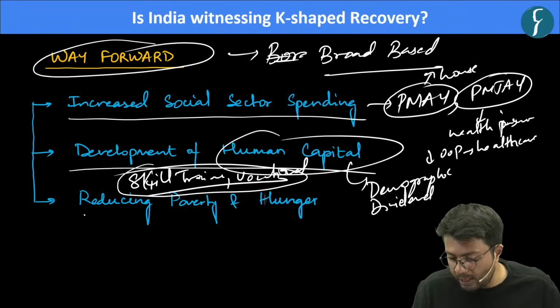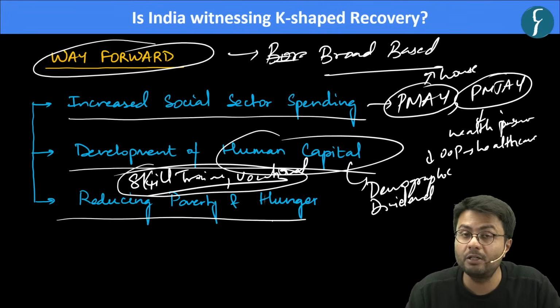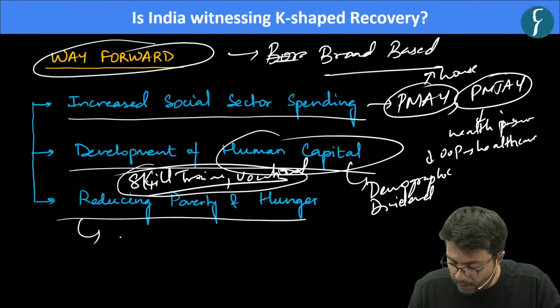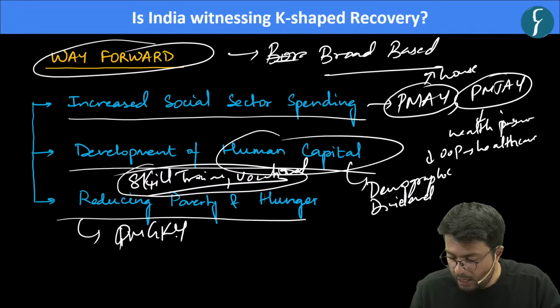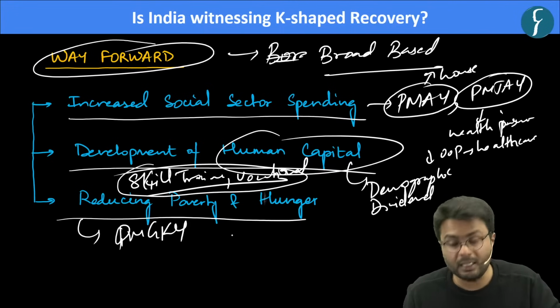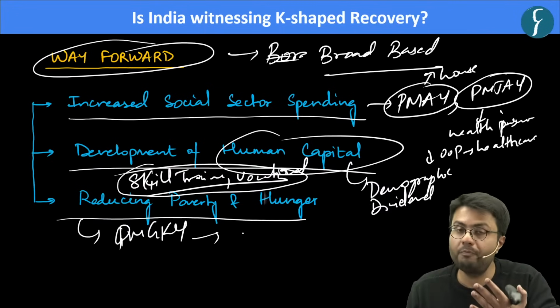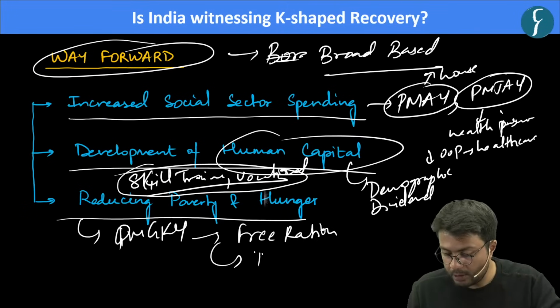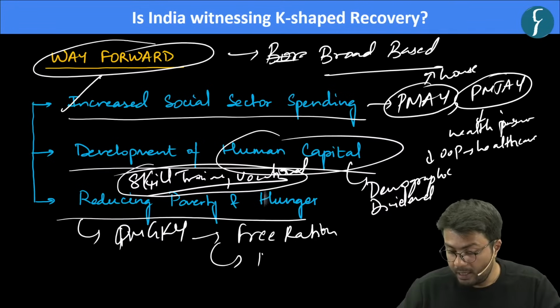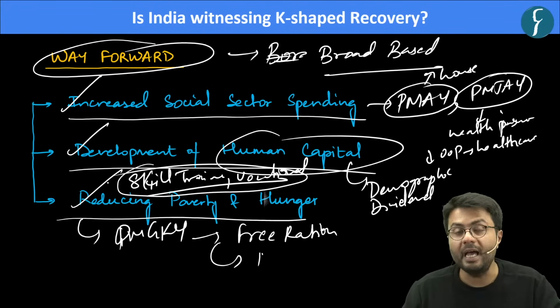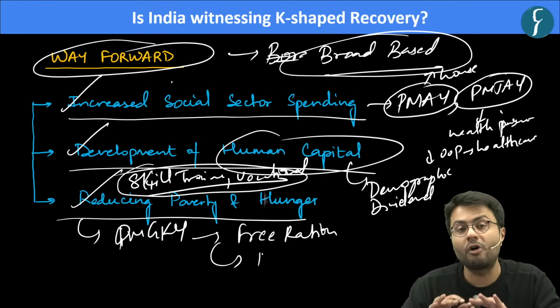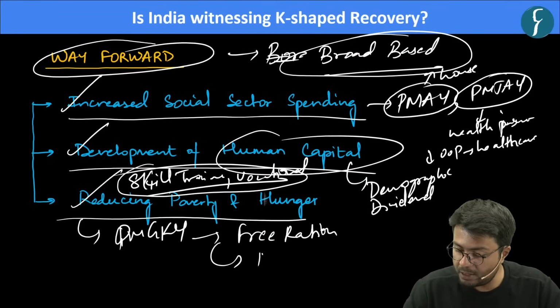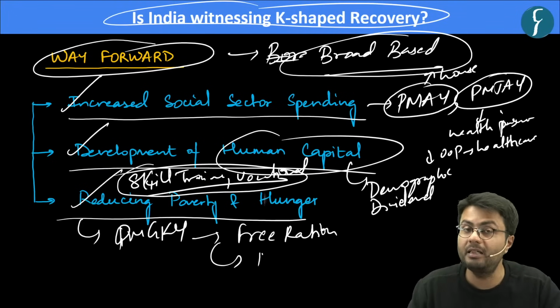Further, India should also aim to reduce the amount of poverty and hunger in society. And in this regard, the Pradhan Mantri Garib Kalyan Yojana is also very important, because as per this scheme, the government is providing people below the poverty line with free rations through various schemes. Hence, by increasing social sector spending, developing human capital, and reducing poverty and hunger in Indian society, the government can ensure a more broad based Indian economic recovery. And this was all for today's discussion: Is India witnessing a K-shaped recovery in the Indian economy?